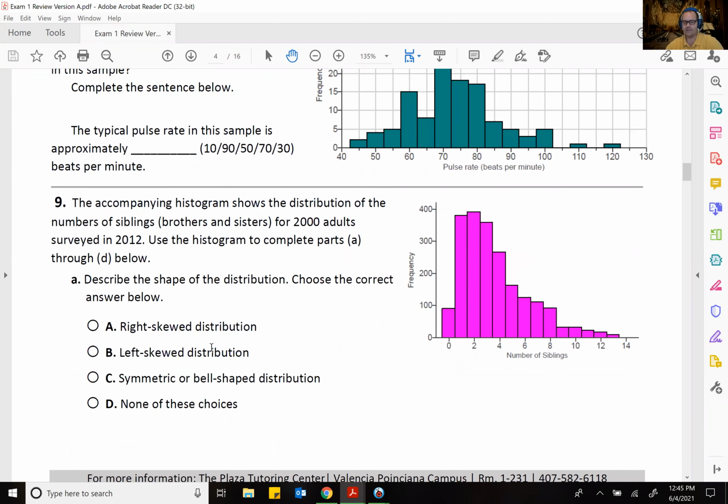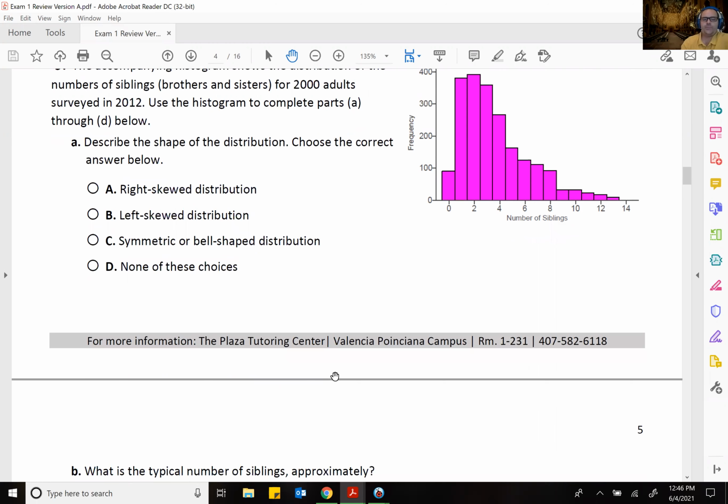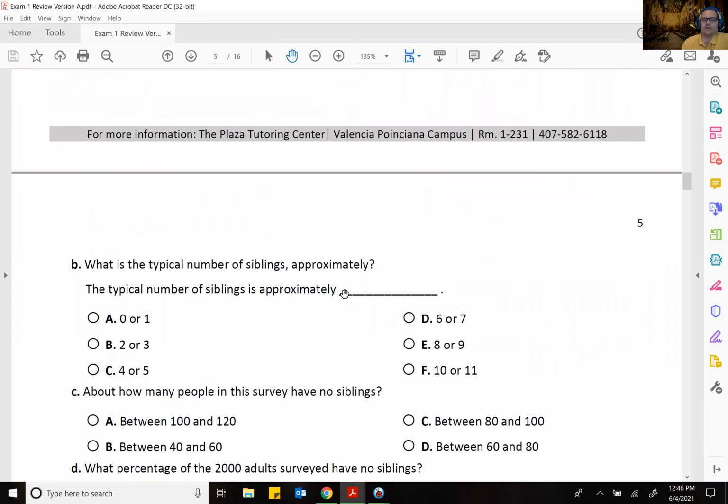All right, number 9, talking about the shape. The accompanying histogram shows the distribution of the number of siblings, brothers and sisters, for 2,000 adults surveyed in 2012. What is the shape of this? Right skewed. Right skewed, definitely, because the tail is over here on the right side. Okay, so that's part A. Part B, what is the typical number of siblings?